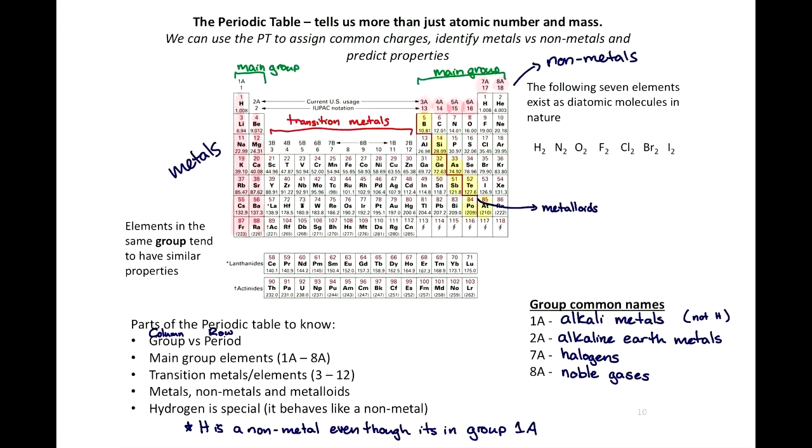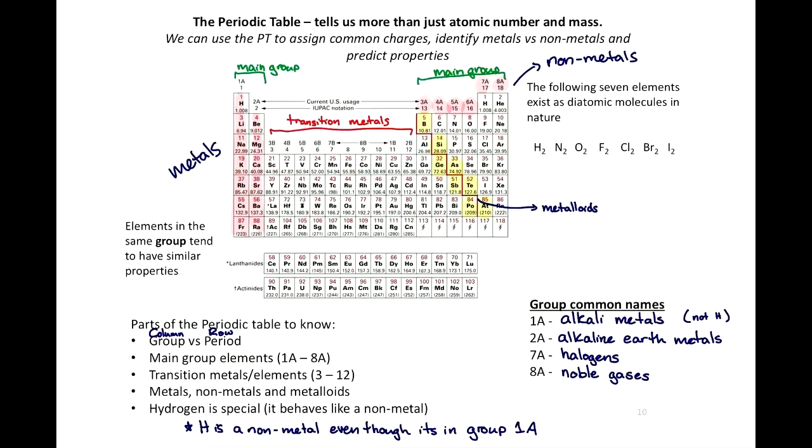Those middle elements I have labeled in red. Those are our transition metals. They have different properties due to different electron configurations that they have. All right, so referring to the main group elements versus transition metals.